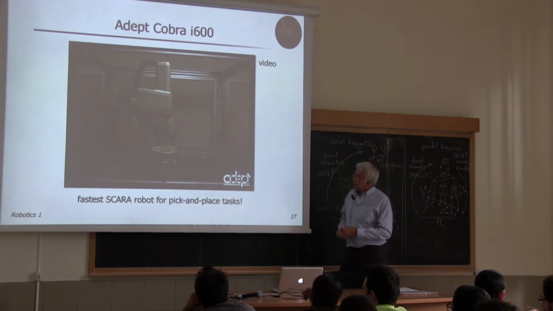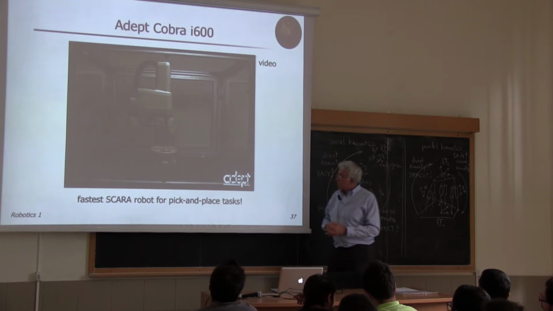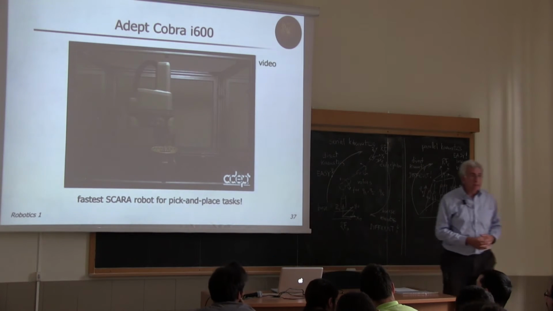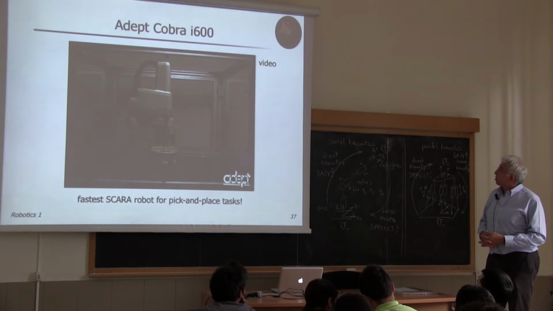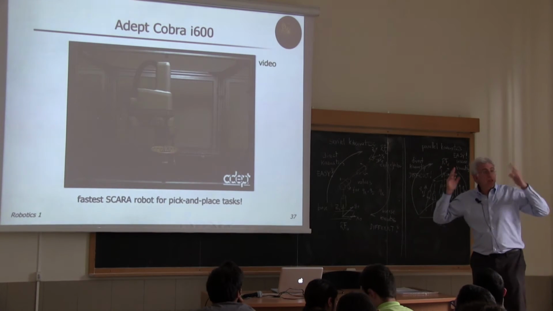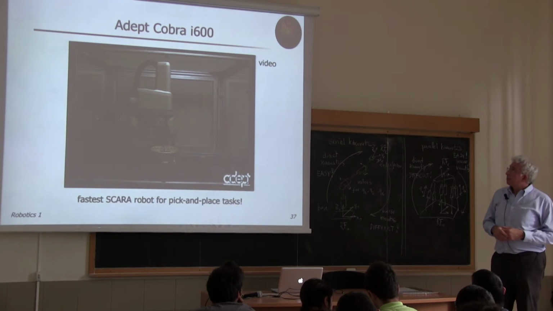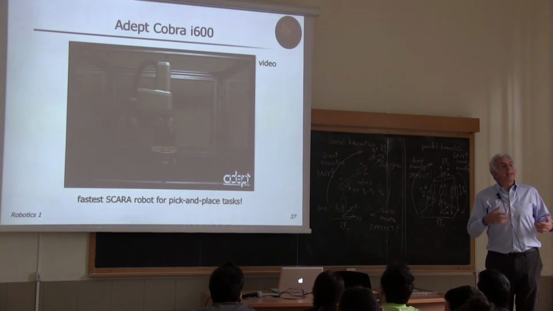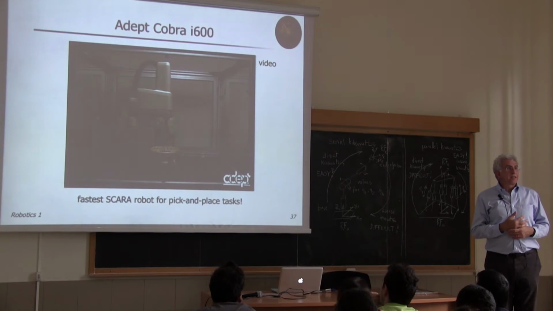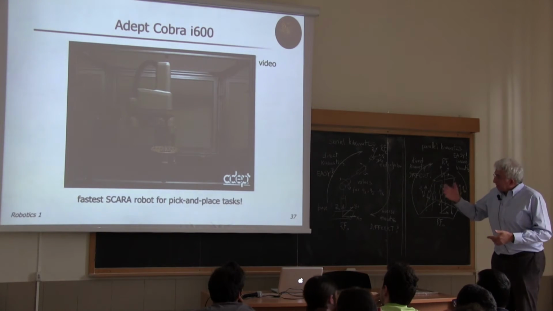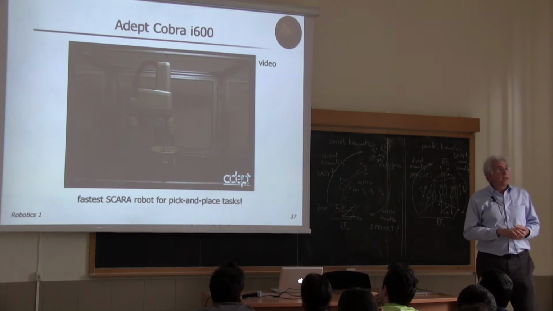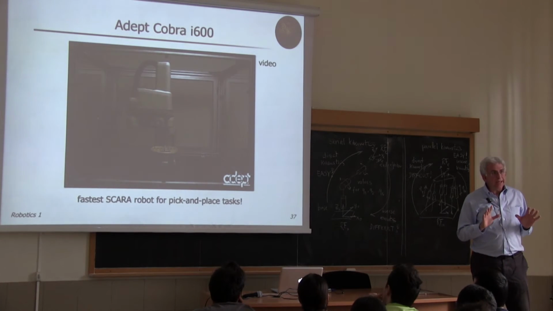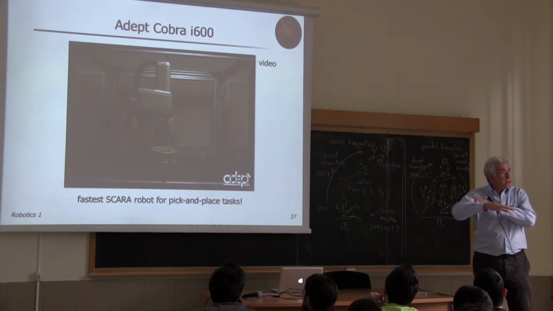Okay, so this is a SCARA robot produced by a US company which is called Adept. And this is the Adept Cobra i600, whatever name, but Cobra is the brand name. And they claim that this is the fastest SCARA robot, at least at the time was delivered. Okay, let's see how it moves, and pay attention in particular to the mobility of the links.